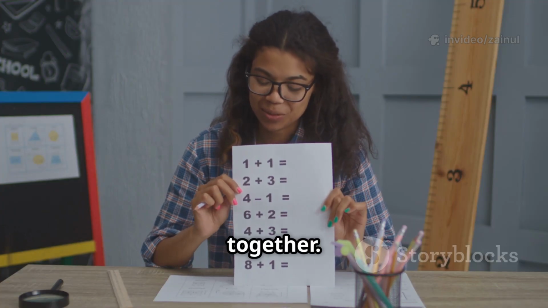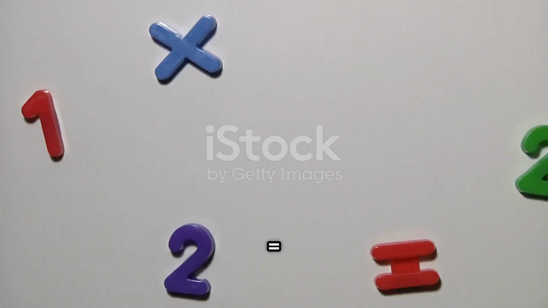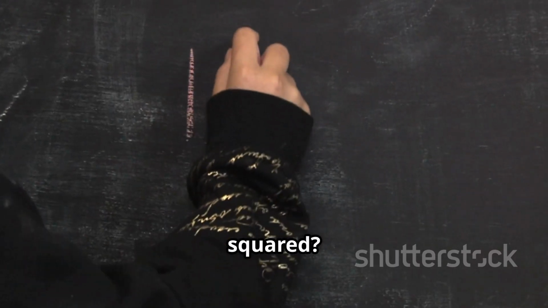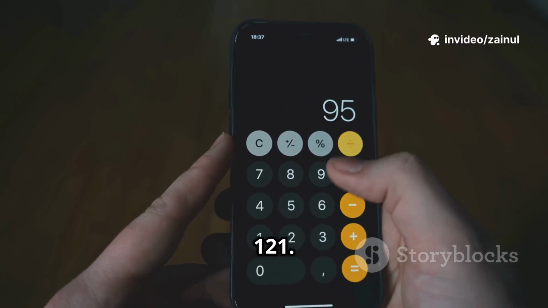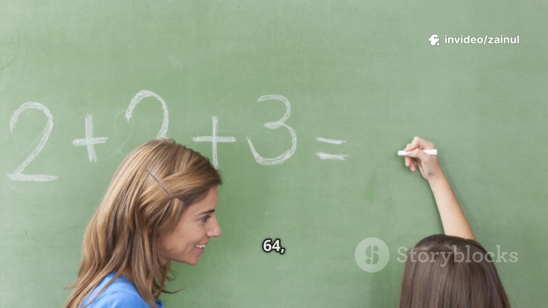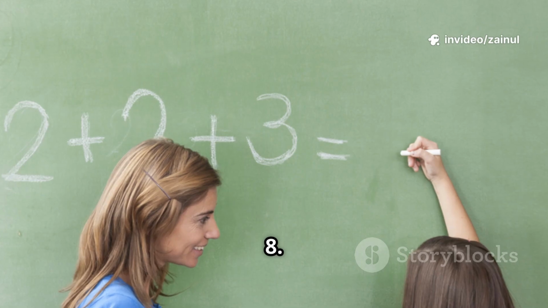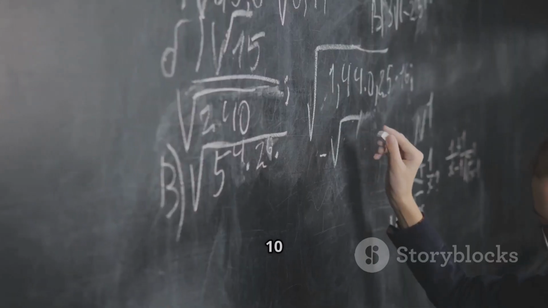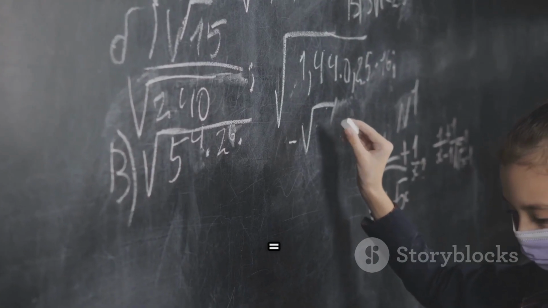Let's try some examples together. 7 squared, 7×7 equals 49. 11 squared, 11×11 equals 121. Now, square roots. What's √64? 8×8 equals 64, so √64 = 8. √100? 10×10 equals 100, so √100 = 10.